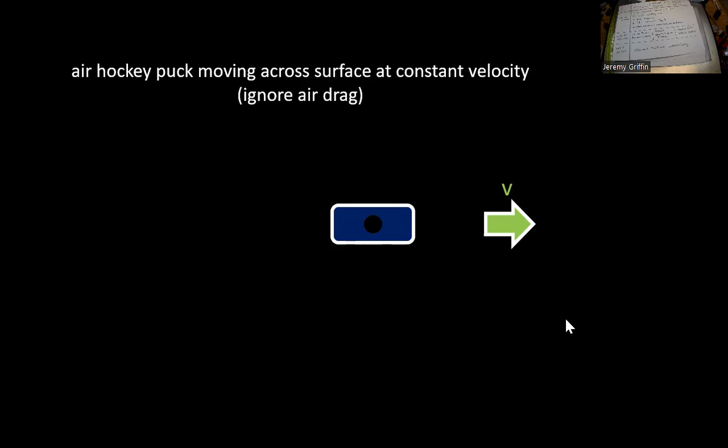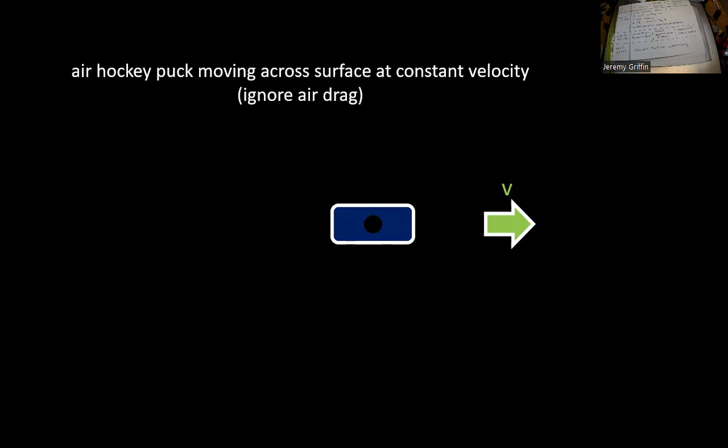Air hockey puck moving across the surface at constant velocity. Let's ignore the little tiny force of air drag as it's moving around. But hey, constant velocity means the acceleration is 0, which means the net force is 0, right? So I bet all the forces should balance out. I see that air hockey puck moving left to right on the screen. What are the forces on it? What's one force?